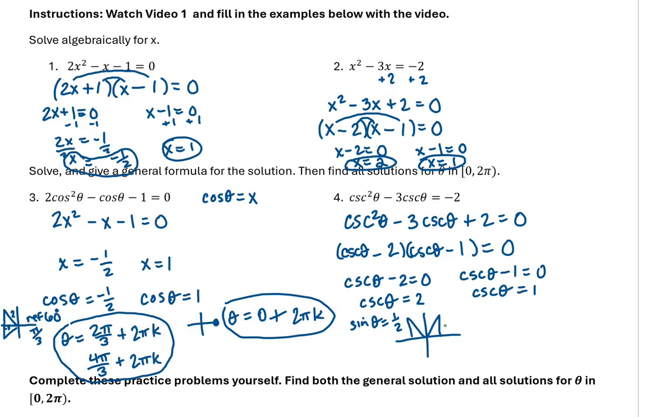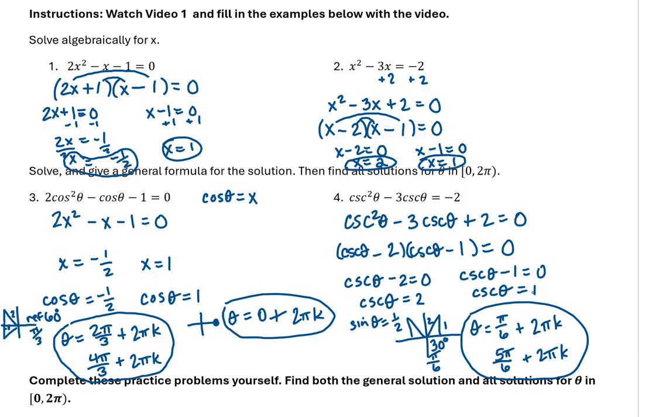Let's see. This is where the opposite side is 1. So this triangle, the small side is opposite. So that is a 30-degree reference angle, or pi over 6. So theta is equal to pi over 6 in quad 1. And then in quad 2, that would be 5 pi over 6. And then, of course, I do want to add on my 2 pi k to each of those for the general. So there's my solutions there.